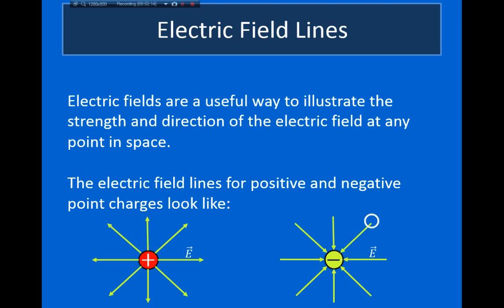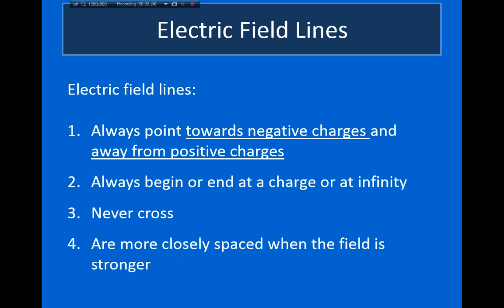Here we have these electric field lines starting out at infinity and pointing inwards towards a negative charge. The third rule for electric field lines is that they never cross. And finally, this last rule is a way we can interpret the strength of the electric field. It says that the more closely spaced the electric field lines are, the stronger the electric field.